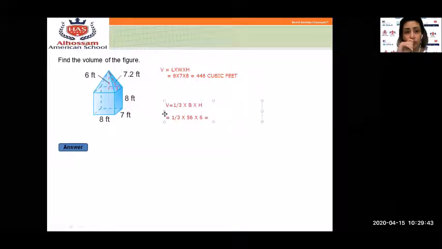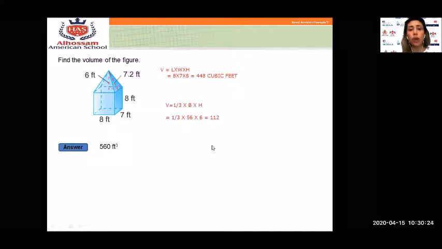Just 1 minute, please. Okay. 56 multiply 6 is 112. Okay, 112 plus 448, yes, equals 560. Okay, guys, so we forgot here the 1/3 part in the volume of the pyramid.